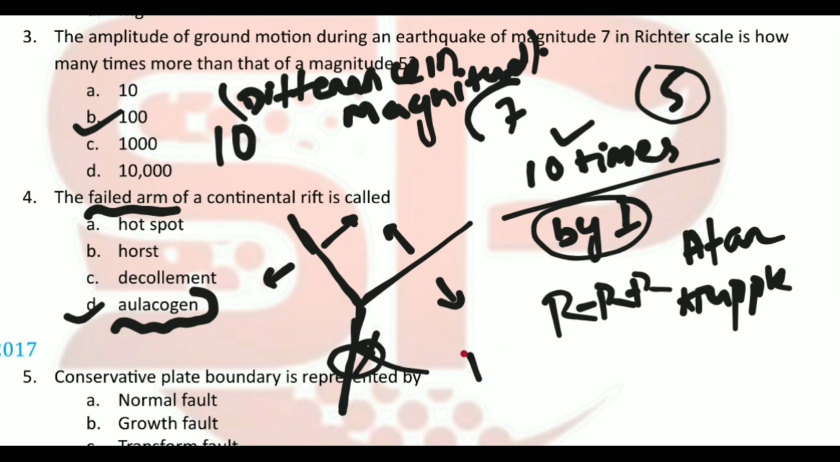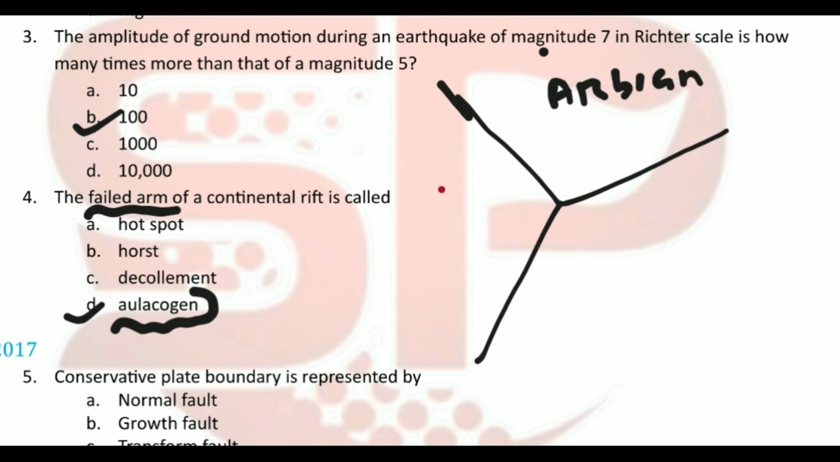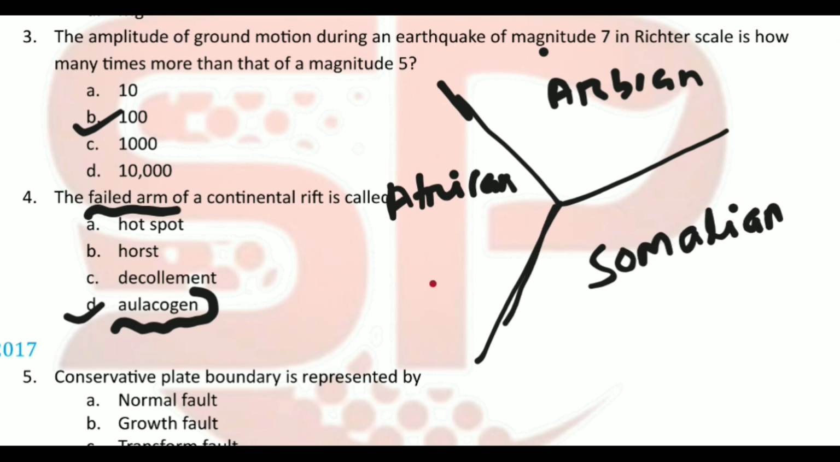Red Sea, in between the African plate and Arabian plate. The triple junction is like this. This is the Arabian plate, this is African, and this is the Somalian plate. So this East African rift is the failed arm. It is a rift junction. So the failed arm of a continental rift is called aulacogen.